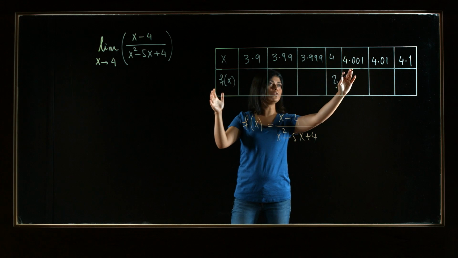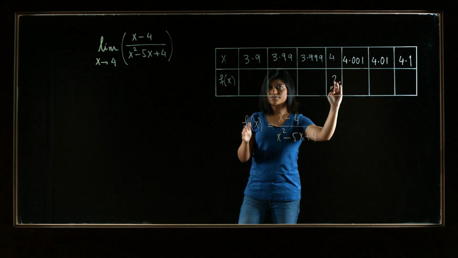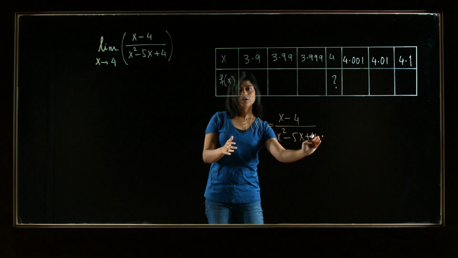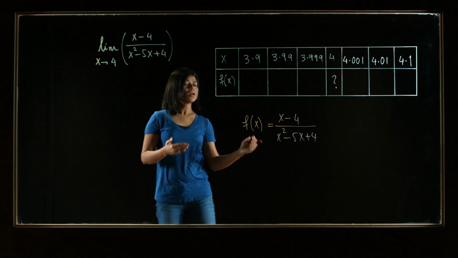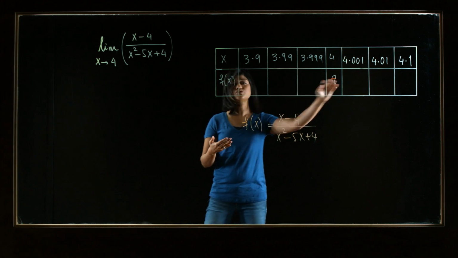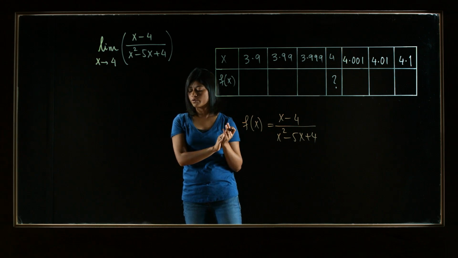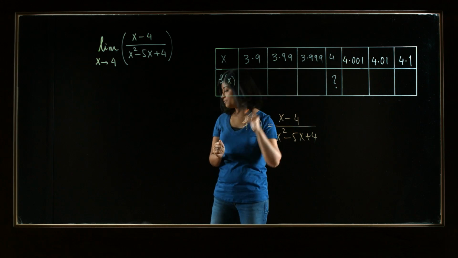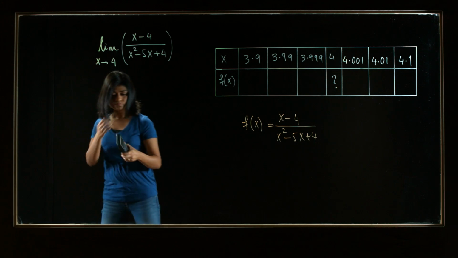And notice in the table, there is no value for 4 for this function, because when you plug in 4, your denominator will be 0. So the function is undefined at 4. But the limit exists, so we have to estimate that limit using the values that we get close to x equals 4. So in order to compute the values, let's take a graphing utility.